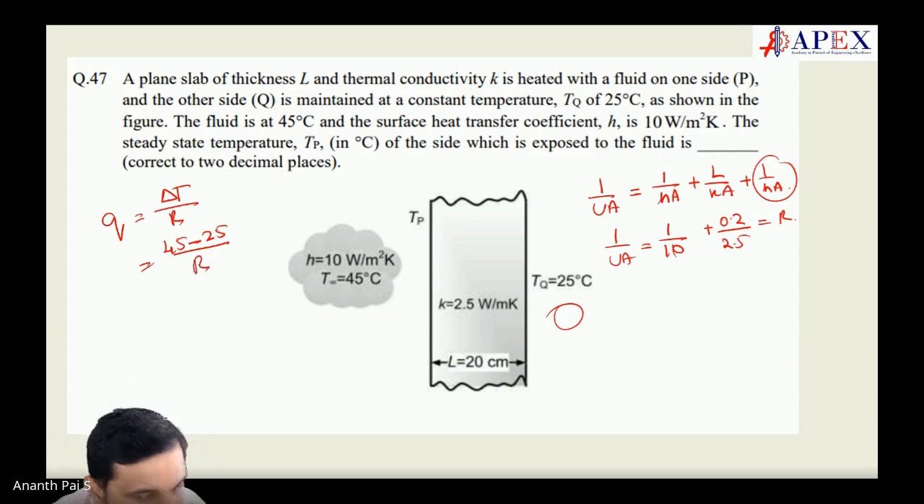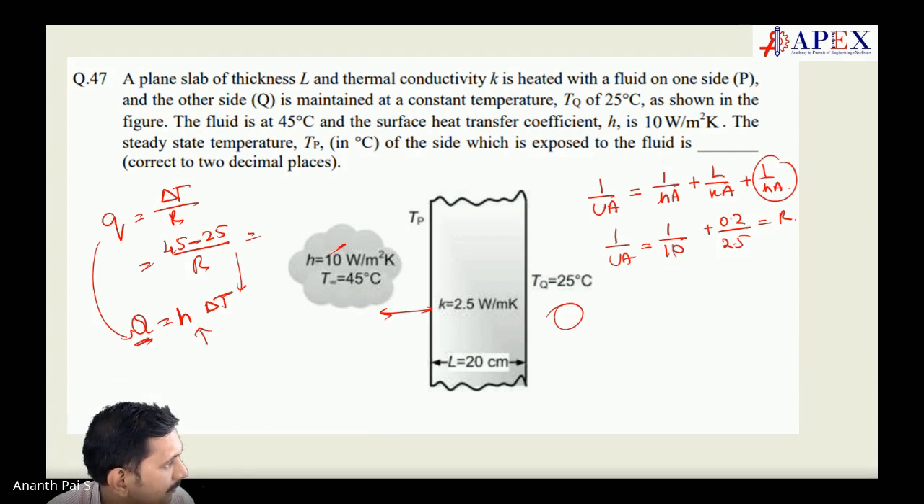Done. Once you do that, then what is the heat transfer here? Q is equal to HA, A is 1 we are taking, into delta T. Q is known, which we have calculated here. That Q you substitute. Delta T we do not know. H we know, H is 10. Delta T is 45 minus the T wall 1.